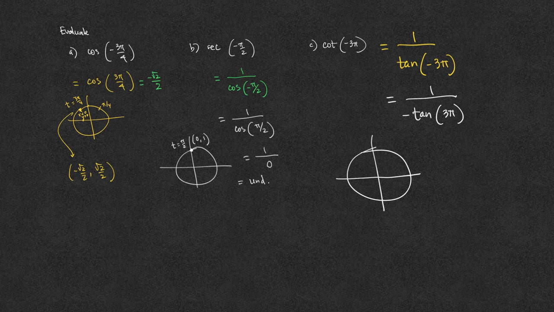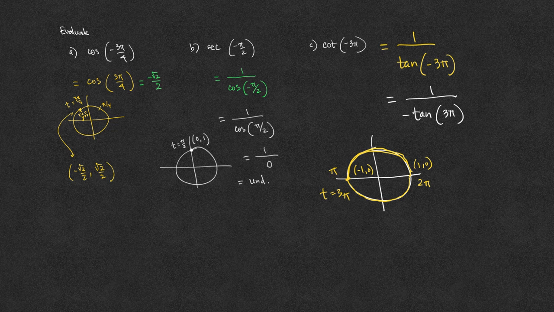Specifically, what is the terminal point that is determined by 3 pi? We start at the point 1, 0. Since 3 pi is positive, we would go counterclockwise. That is 1 pi. That is 2 pi. And then this is 3 pi. The terminal point that is determined by 3 pi is x equals negative 1 and y is 0.